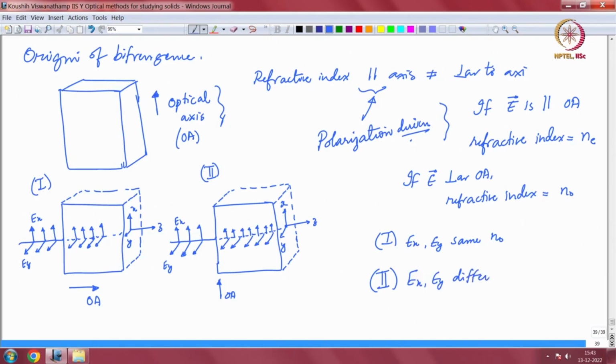So, one has refractive index Ne and the other experiences a refractive index No. So, they move at different speeds. Now, which one moves faster, which one moves slower, whether Ne is larger than No or the other way around does not matter for now, it is just the fact that the two of them move separately, at different speeds.